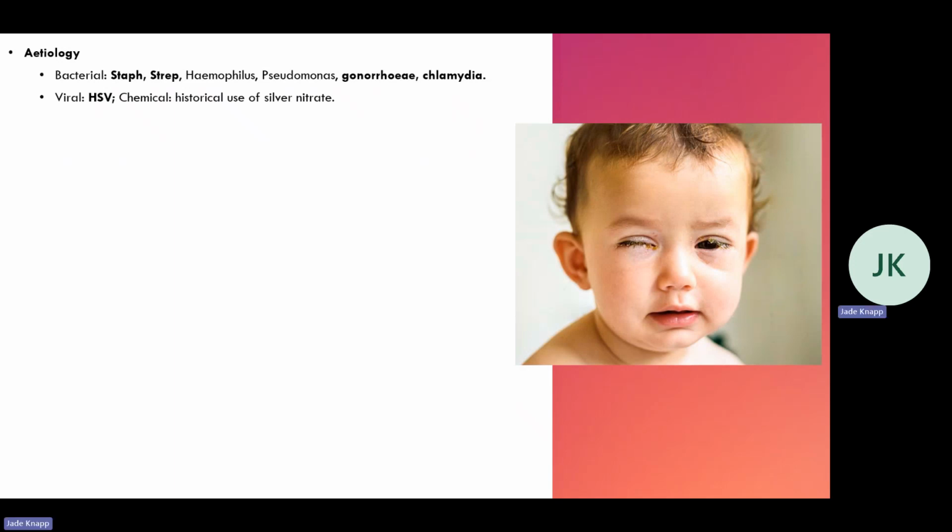Historically, before my time, silver nitrate was used in kids to prevent this. So at birth, silver nitrate was instilled into the eyes to prevent infective conjunctivitis, but it induced a chemical conjunctivitis, right? It's a nasty chemical. So that's not done anymore. More just for interest: not done in Australia, may well be done in other parts of the world.